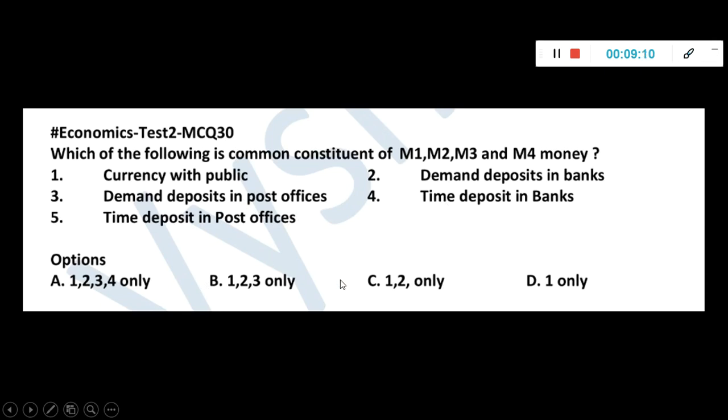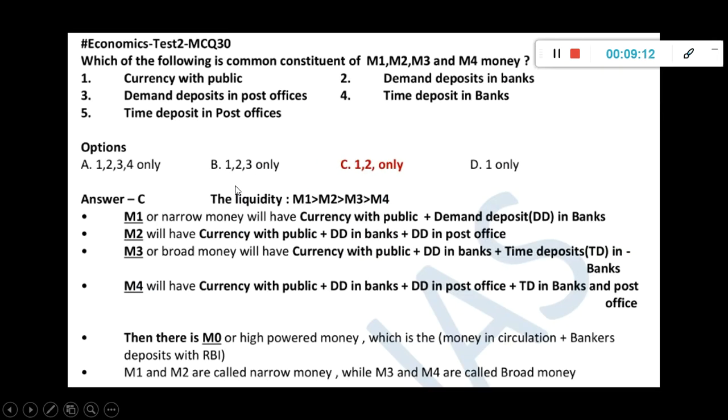So if you know the basics, you can solve this question, and I'll show you. One thing is how liquidity increases. That you will not understand first itself. First you will see the definitions. Like M1 is called narrow money, which will be the currency with public plus demand deposit in bank.